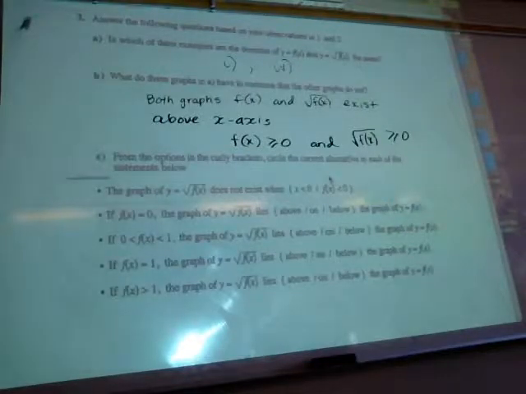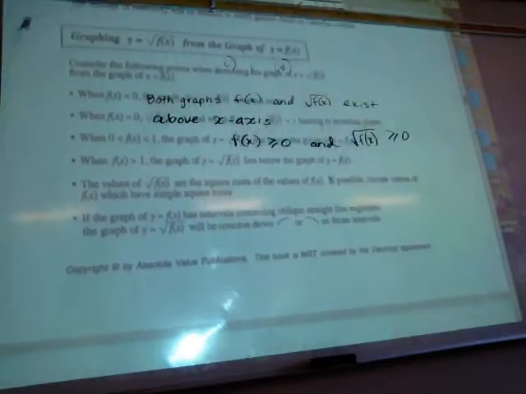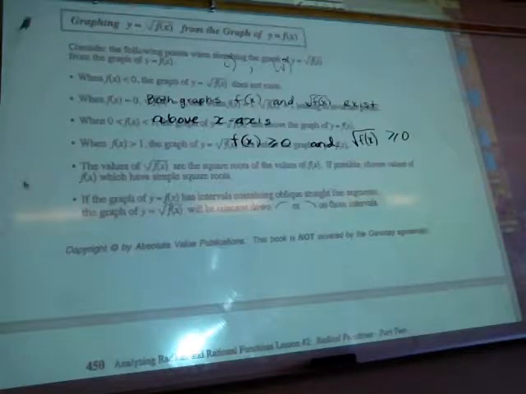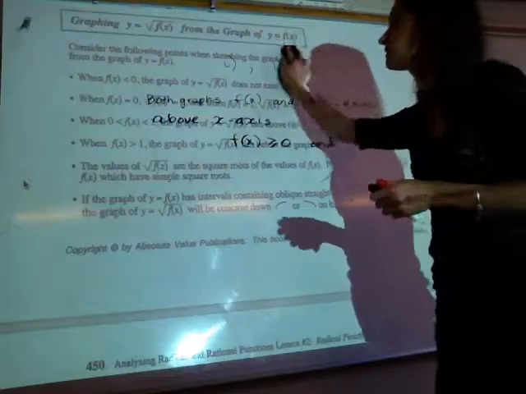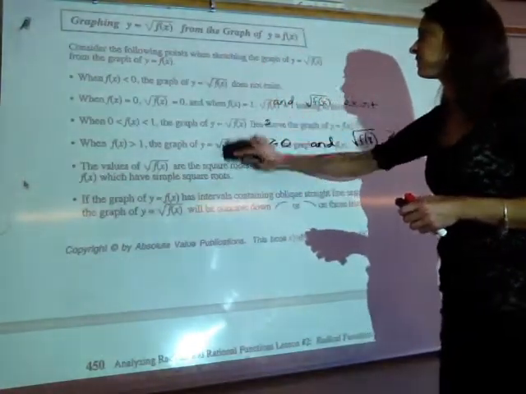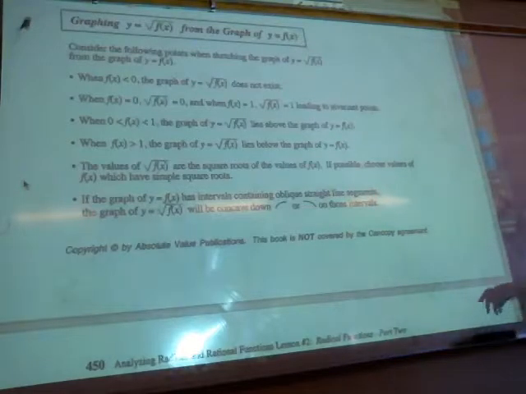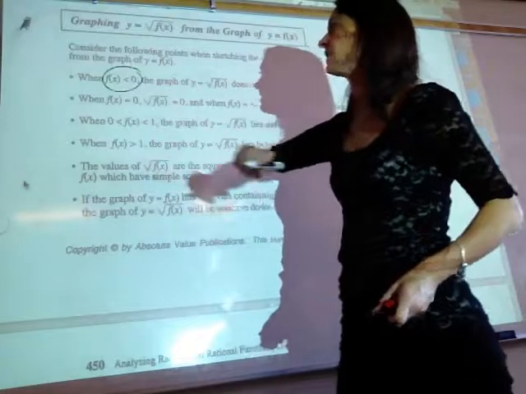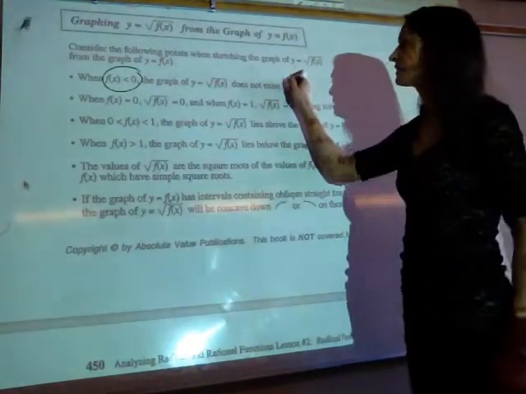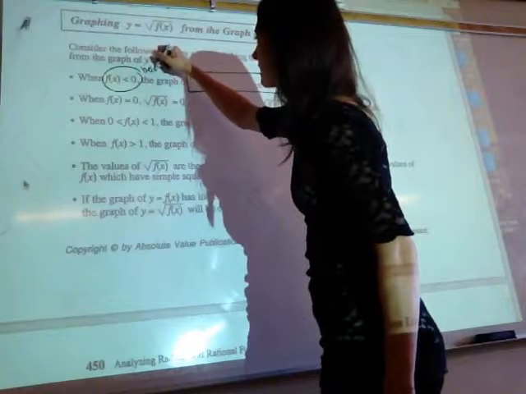So for part C, it's a bit of filling in the blank, but I'm just going to get right to the facts. If you flip to the next page at the bottom, talking about graphing the square root of f of x from the graph of y equals f of x, there are a few relationships that you're going to note. So I think we've already realized this. When the graph of the original function is less than 0, this graph does not exist. So you might want to write below the x-axis.